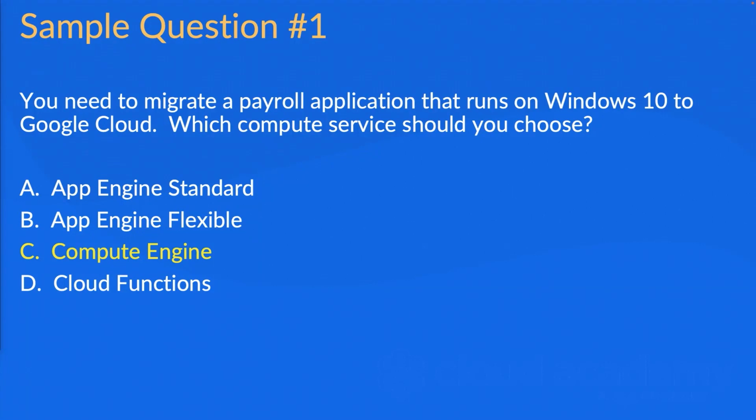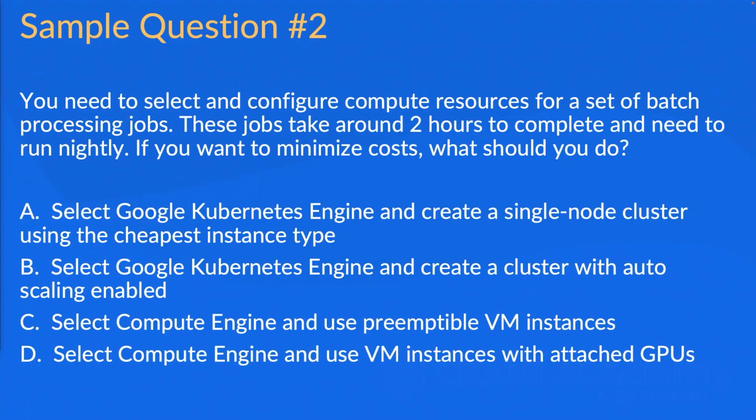Let's go on to something a little bit more complicated in question 2. This one says you need to select and configure compute resources for a set of batch processing jobs. Now, these jobs take about 2 hours to complete, and they need to run nightly. Now, if you want to minimize costs, what should you do? And then you're given 4 options.